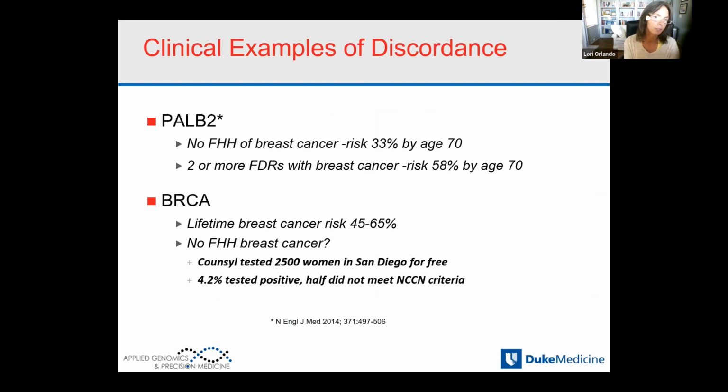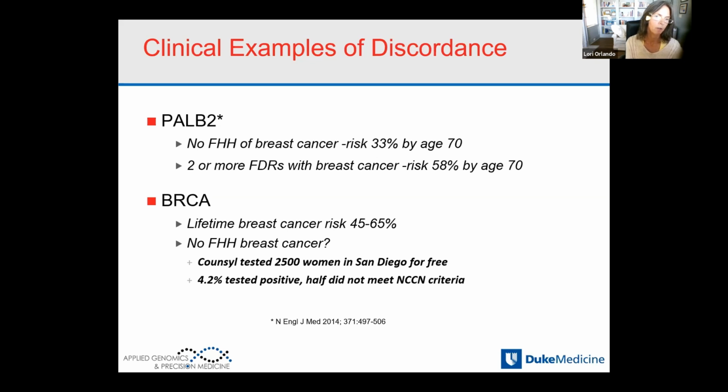So some clinical examples of discordance in the case of PALB2. This was a relatively newer gene that has been discovered, and they've done some studies that looked at the relationship of the penetrance of the gene. So if you have a pathogenic mutation in PALB2, who gets breast cancer? And when they looked at that in relationship to family history, they saw that if there was no family history of breast cancer, the likelihood of developing breast cancer if you had a pathogenic mutation was about 33% by the time you were age 70.